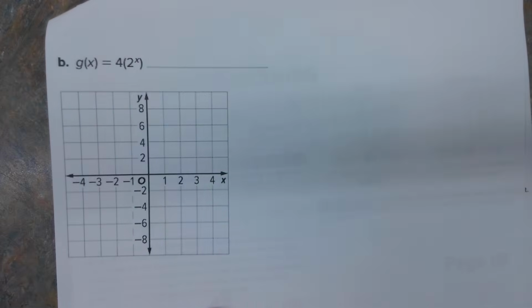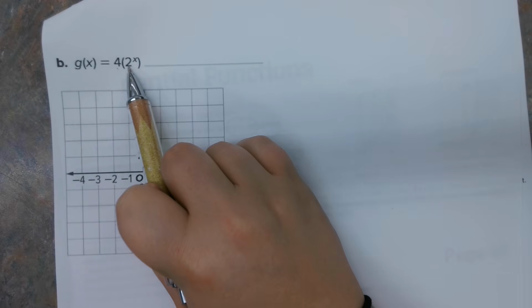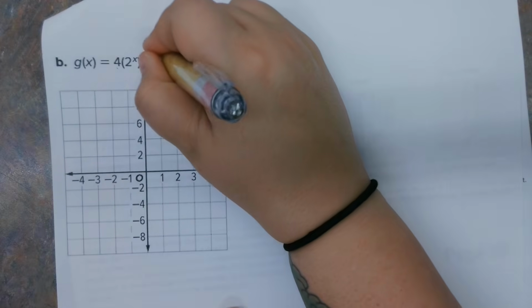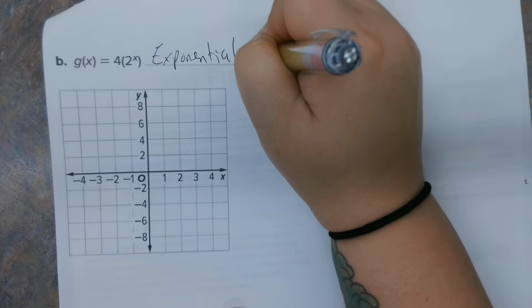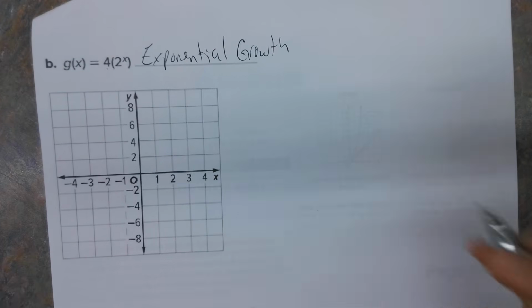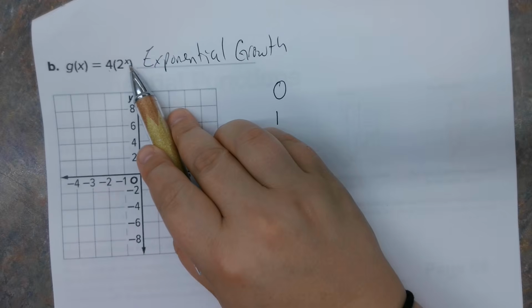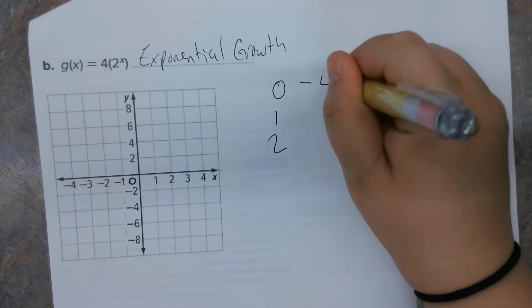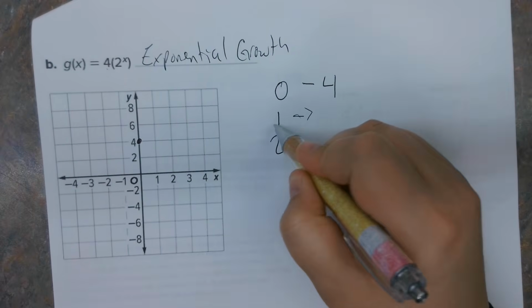Find out if it's exponential growth or decay. Greater than 0. Also greater than 0, but it's greater than 1. This is exponential growth. They want me to graph it. Do the easy ones. Plug in 0, that's going to equal 1. 4 times 1 is 4. So 0, 4. Plug in 1.